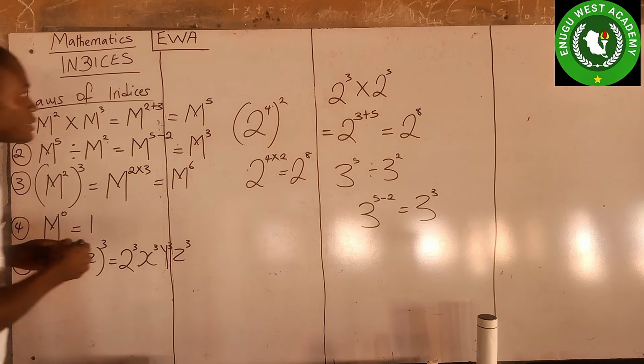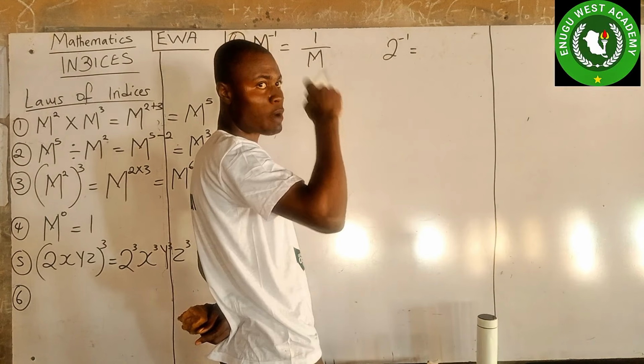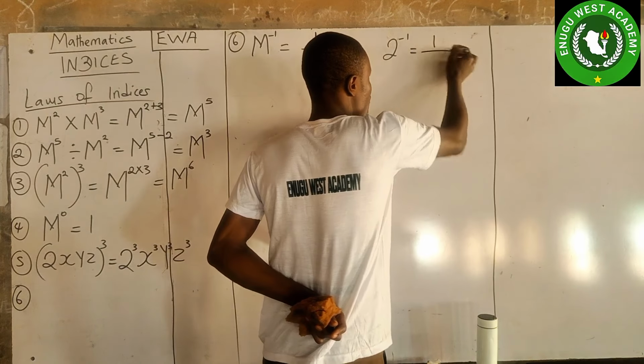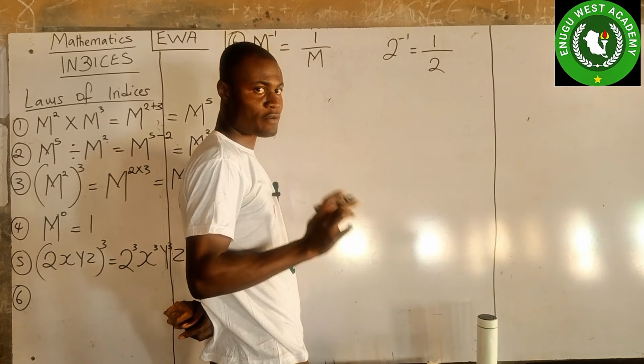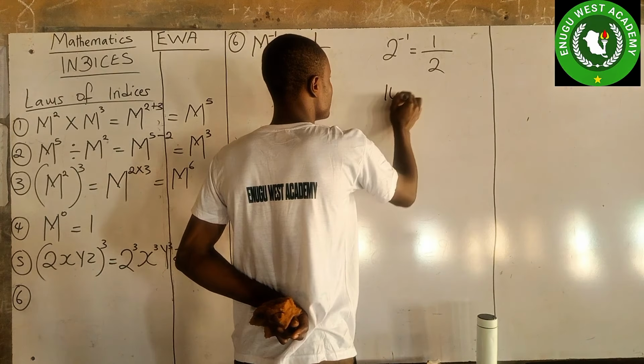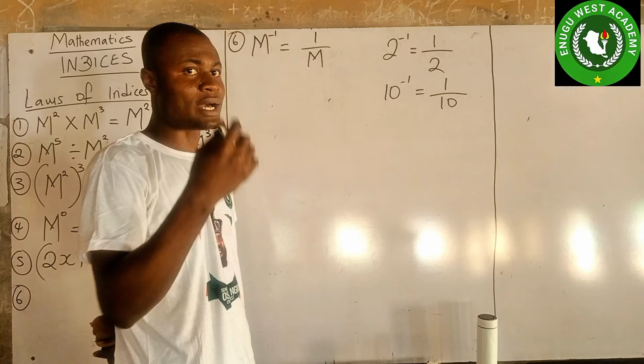Now, let me explain with numbers. If you have 2 raised to power minus 1, please see how this works. The minus power will change to 1 over, and the number that is here is 2. If I have 10 raised to power minus 1, this will be equal to 1 over 10.